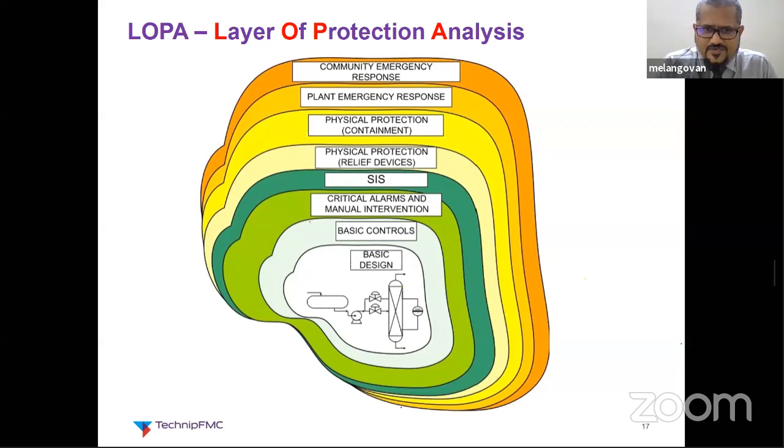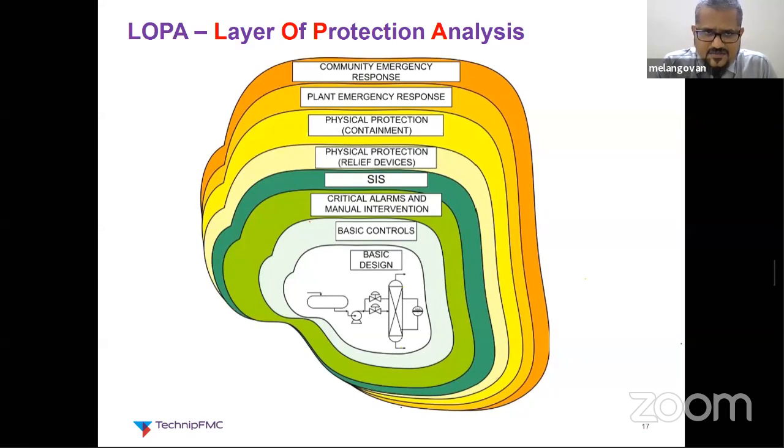And above that, we have the next protection layer. That is physical protection by means of relief devices to avoid any overpressurization of the tank. And the next level, physical protection again, is the containment system. As you recall, during our ASIP, we have implemented the dike, that is a containment system, and the plant emergency response. And above all, if something happens, the loss of containment happens, which may result in fire or dispersion, whatever it is, what is the emergency response we have within the plant boundaries? That is called the plant emergency system. If the consequence is going beyond the plant boundary, there is a community emergency response system.